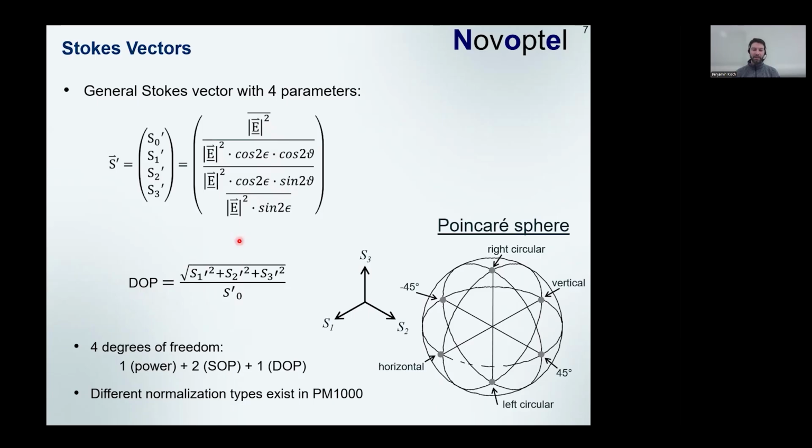So in this representation, we have 4 degrees of freedom. 1 is the power of the wave, 2 for the state of polarization, and 1 for the degree of polarization. And for this vector, we have different normalization types. In PM1000, for example, you can always normalize S1, S2, S3 to the length of 1 and so forth.